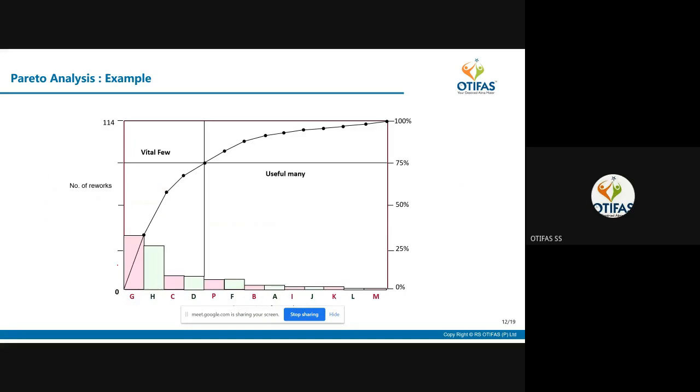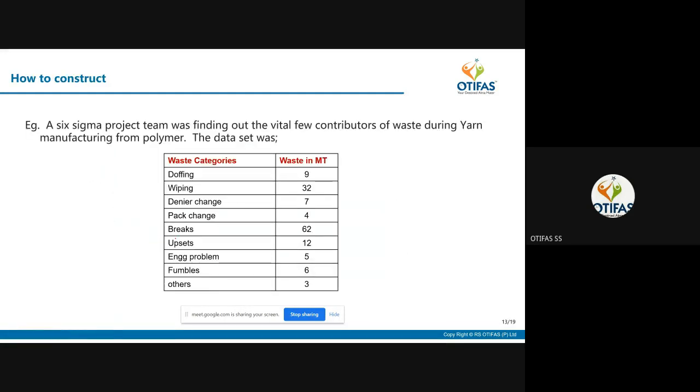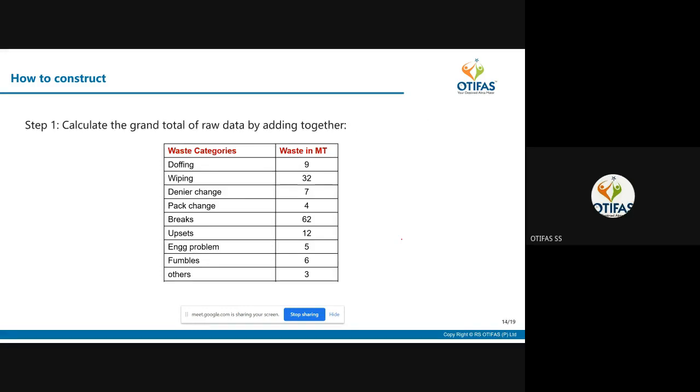So this is how it looks. If you find out all the causes, then you can see them individually, like 1, 2, 3. We will learn it with an example. For example, there is a team finding out the contributors of waste in yarn manufacturing. These can be the reasons: doffing, wiping, denier change, pack change, breaks, upsets, etc. How many causes? 1, 2, 3, 4, 5, 6, 7, 8, and others also, 9 causes. And let us see out of these 9 causes, how it is done. It is done this way.